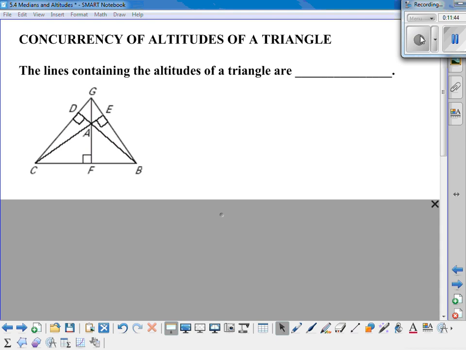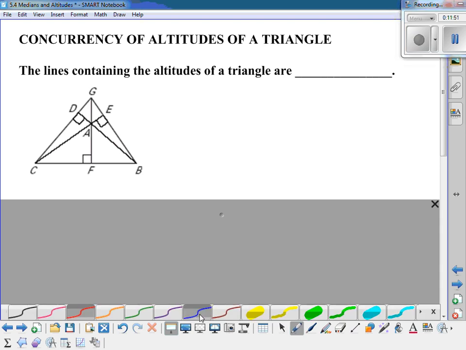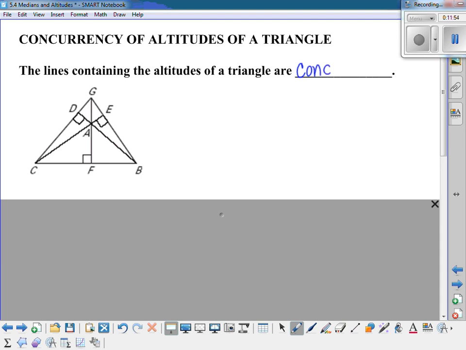So similar to all the other special segments we've been dealing with, altitudes of a triangle are also concurrent. So the lines containing the altitudes of a triangle are concurrent. And the point of concurrency for altitudes is the orthocenter. So when we have an acute triangle like this one, then the orthocenter is inside of the triangle.